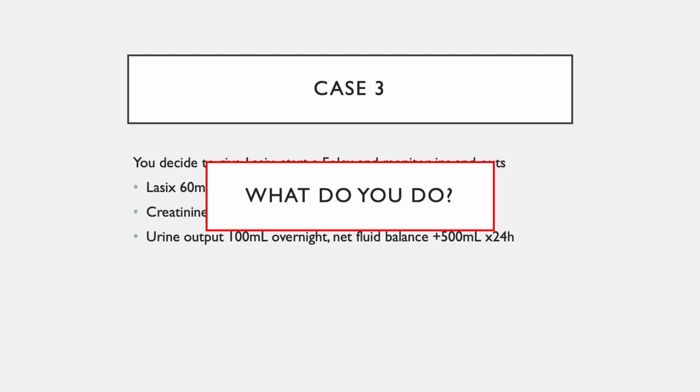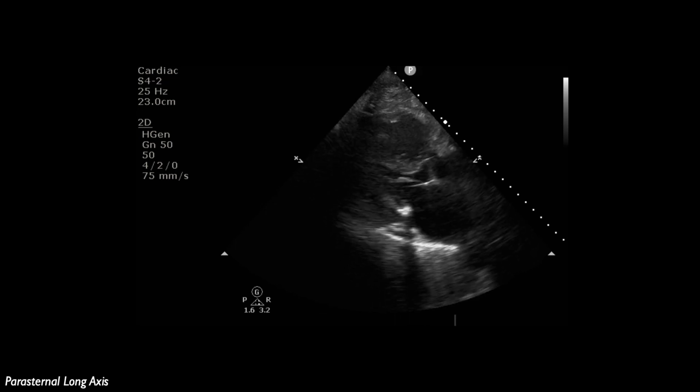So the question, as always, is what do you do? IV fluids didn't help. Lasix didn't help. But of course, your first step is to pull out your ultrasound and complete a holistic assessment of the patient prior to making further decisions. In this patient, you start on the heart. This is a parasternal long-axis view of the patient's heart.